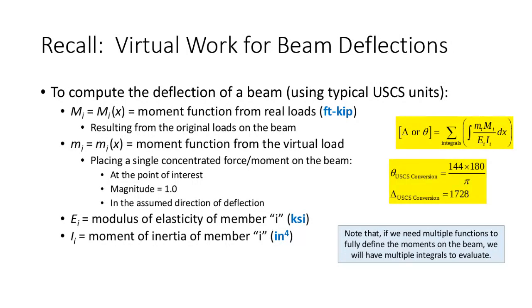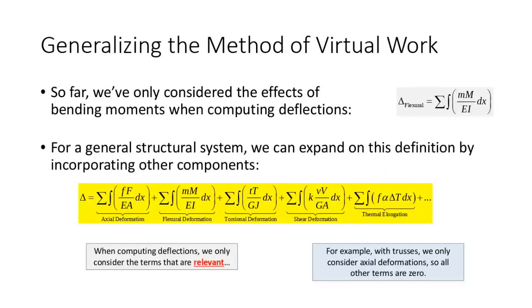So I propose that if you want to generalize the method of virtual work, you can add up a series of effects. What we've been doing for beams is only considering the flexural deformations. Well, what about the torsional deformations? What about the axial deformations? What about the thermal effects, and so on and so forth? When we compute deflections, really what we've been doing is only considering the terms that are relevant.